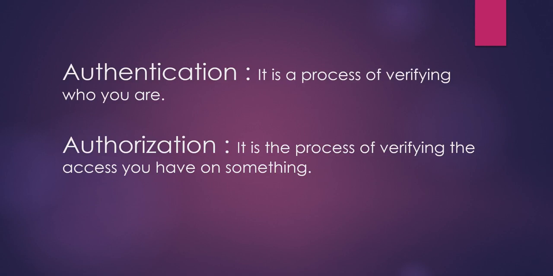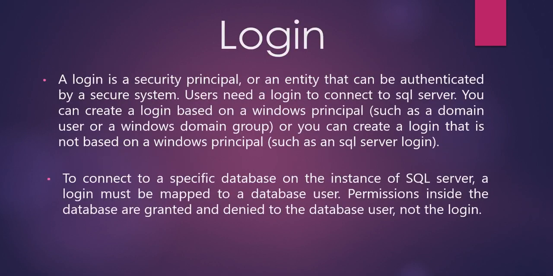Authentication is a process of verifying who you are. For example, if you log into your PC, the PC will authenticate you using your username and password. That process is called authentication. And next is authorization. It is a process of verifying the access you have on something. Suppose there is a file or an image or a video in a PC. The access you have on it is called authorization. So these are the basic differences between authentication and authorization.